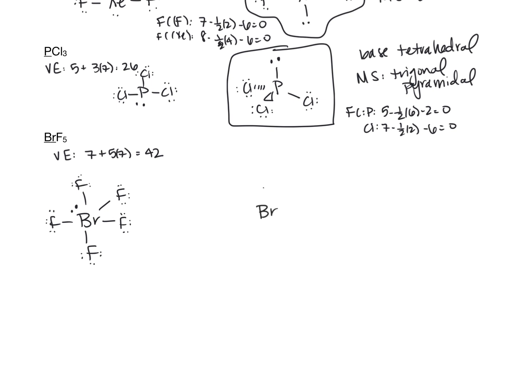Put your bromine in the center, connect these 6 things. In a base octahedral, they're all equivalent. So we can put the lone pair anywhere we like. In this case, I'm going to put it on the top, which is different than the base shape we saw, but any molecule can rotate in 3D. So then we're going to add our fluorines.